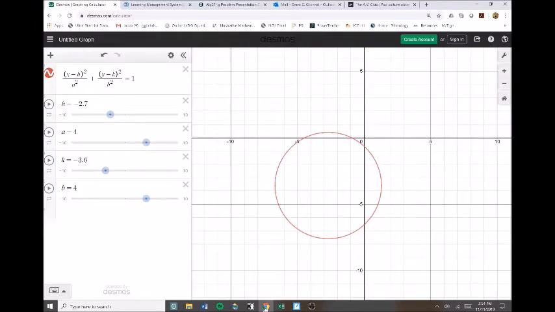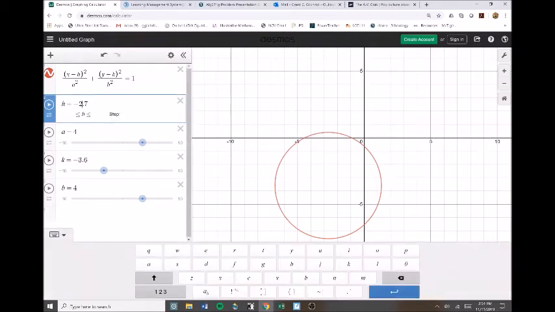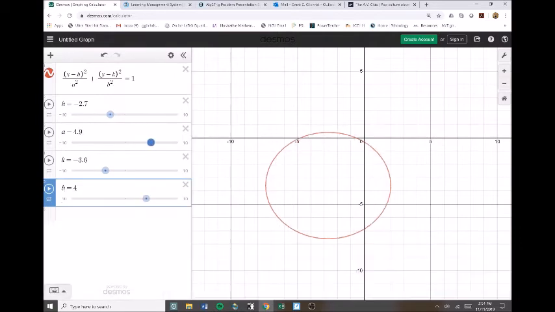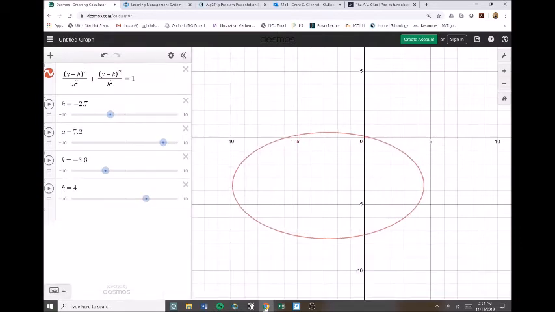Here I have a circle, and the circle is centered at -2.7, -3.6, just because that's where the numbers are sort of randomly. You'll notice the A and the B values are the same. This A value is 4, this B value is 4. If I increase this A value, it stretches the circle side to side without stretching it vertically. This is now a horizontally orientated ellipse.